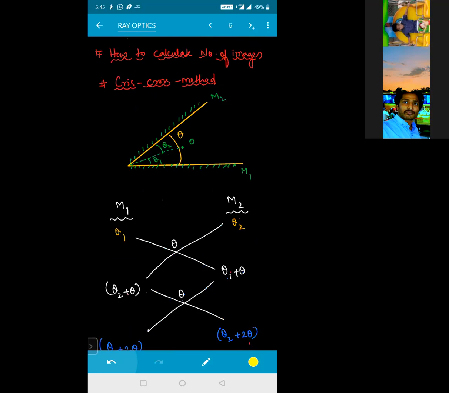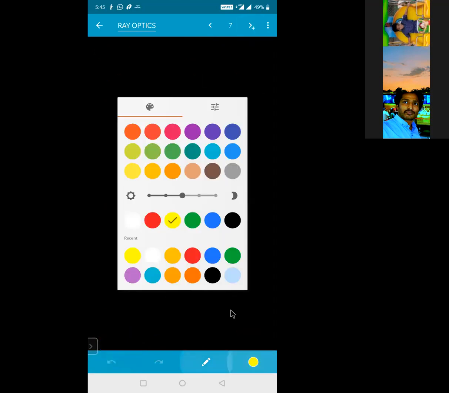We also have a direct shortcut way. Let's say, for example, in competitive examinations, I can even do it like this. See, these are two mirrors which have been inclined, and here this is an angle theta.